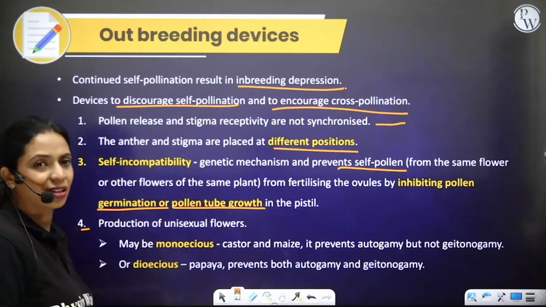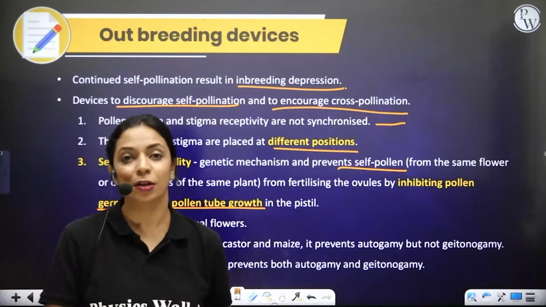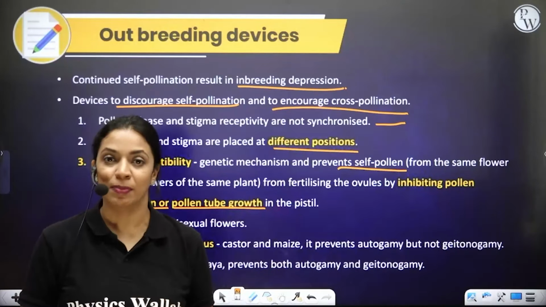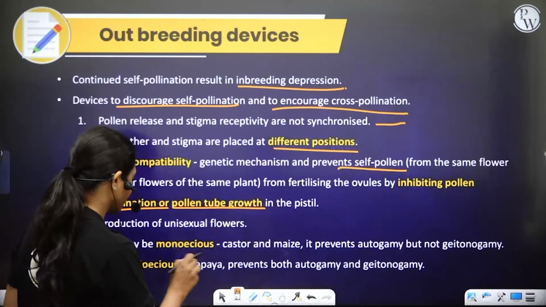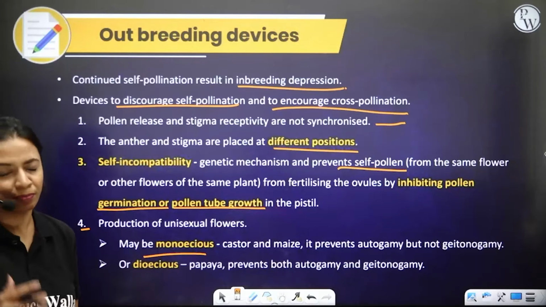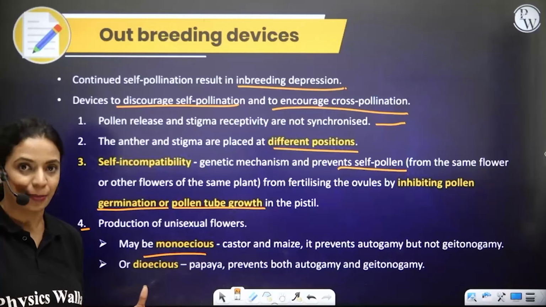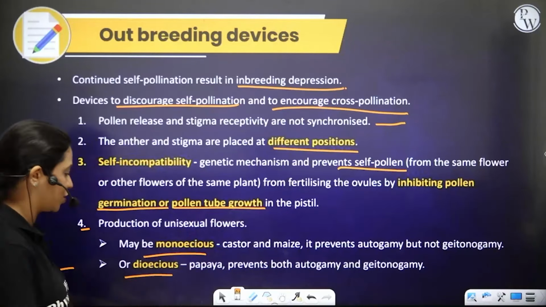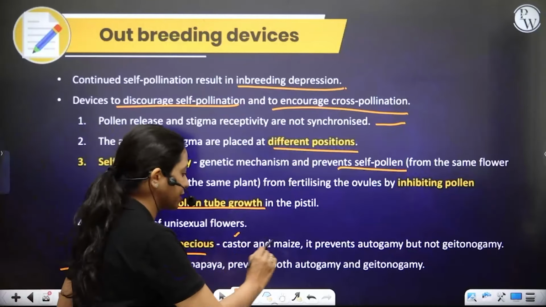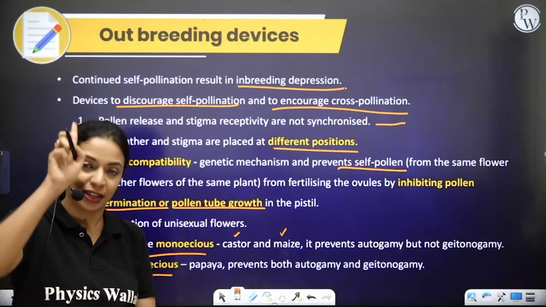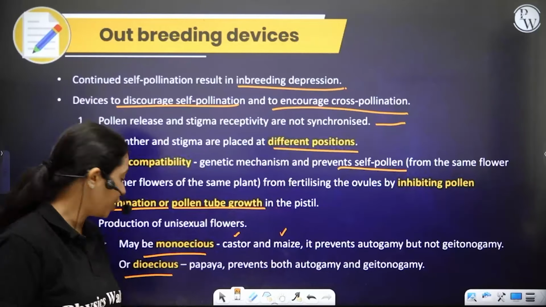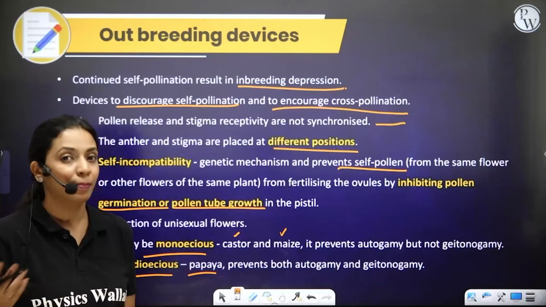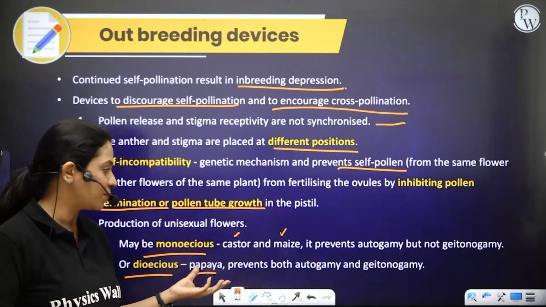Fourth point is to make unisexual flowers, like a separate male flower and a separate female flower. Both the male flower and female flower may be present on the same plant, which we call monoecious condition, or they may be present in two different plants, like a separate male plant producing male flowers and a separate female plant producing female flowers. We call it dioecious. Monoecious can be seen in castor and maize, where the plant is the same, but in the same plant male flowers and female flowers are different. In papaya, you can see a separate male plant and a separate female plant. Male plant produces male flowers, female plant produces female flowers.